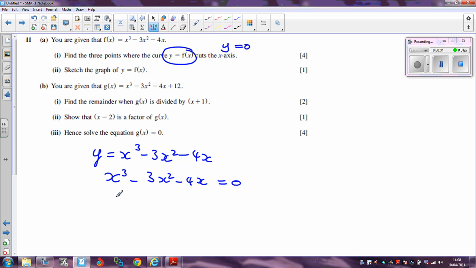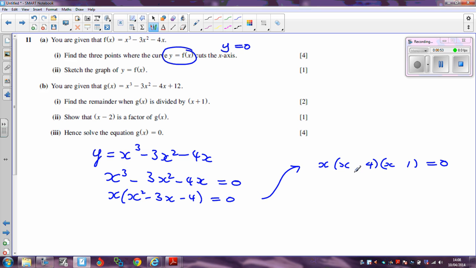Now I've spotted that there's a common factor here of x, so I can take that out and I'm left with, in a bracket, x squared minus 3x minus 4, and that again equals 0. And if I factorise that quadratic, I've got x and then two brackets equals 0, and must have x at the beginning of each bracket. Two numbers multiply together to make minus 4.